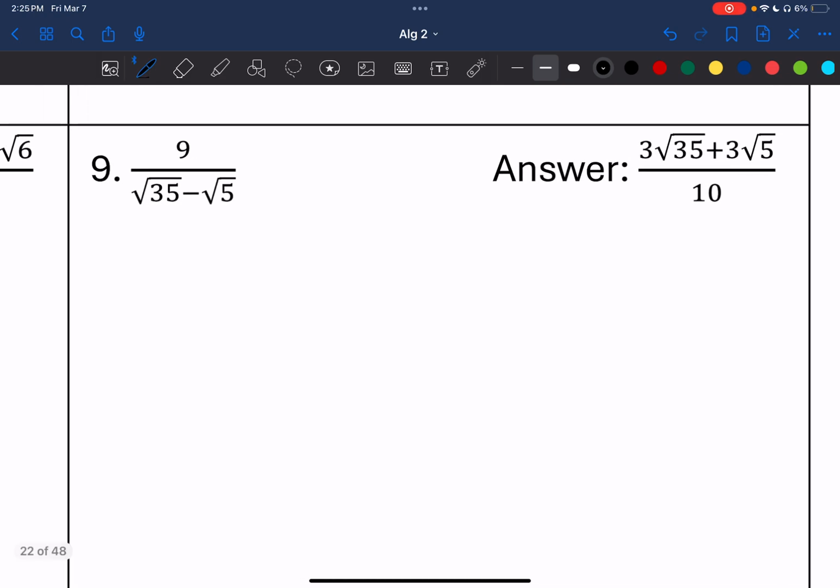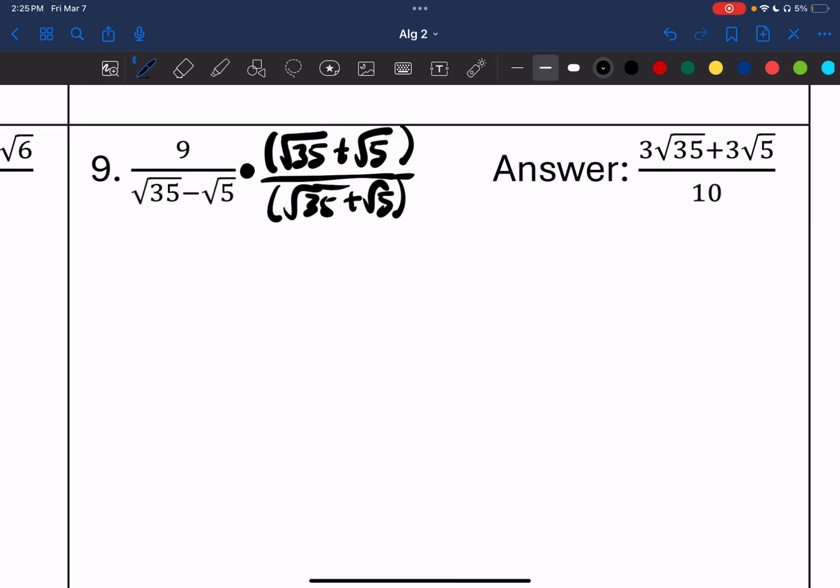All right. Then can we simplify the square root of 35? I don't think we can. So let's do our conjugate: square root of 35 plus square root of 5 over square root of 35 plus square root of 5. Starting with our numerator, we would get 9 root 35 plus 9 root 5 over 35 times 35, or root 35 times root 35.